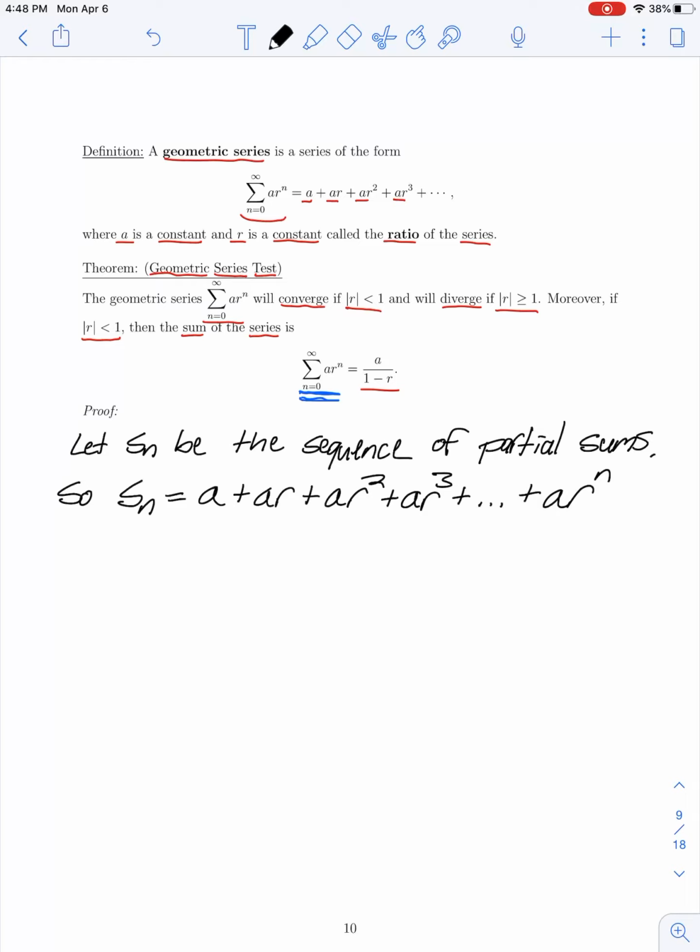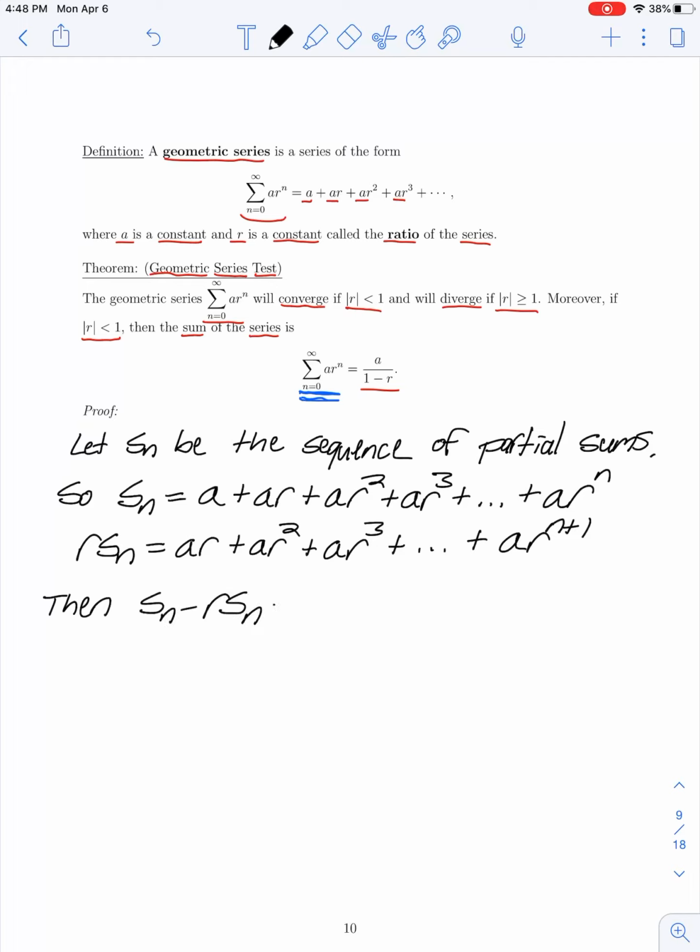Now if we take that nth partial sum and multiply by r, we have r times S_n, which would be a times r plus a times r squared plus a r cubed, and so on, until we get a r to the n plus 1. So if we were to take the difference in these quantities, that is S_n minus r times S_n, let's look at which terms we're left with.